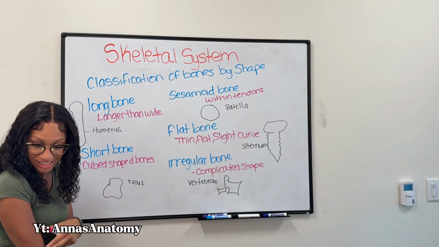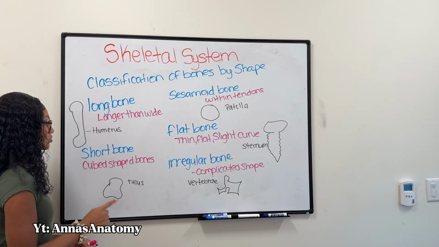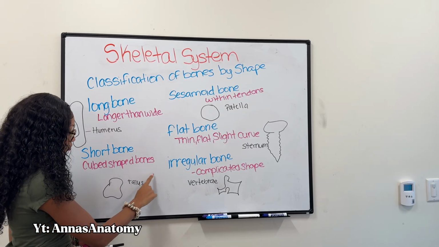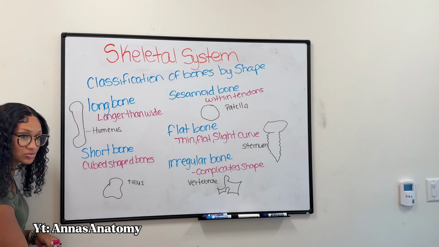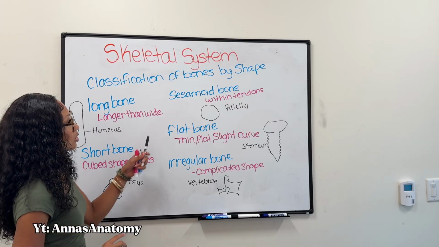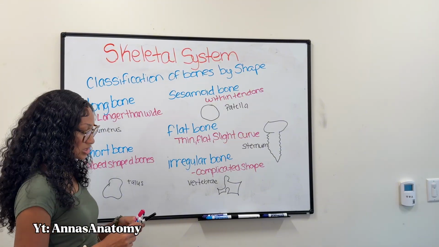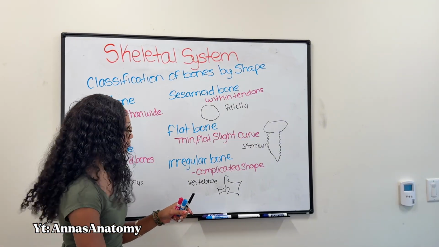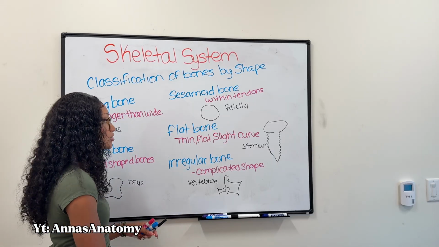I'm sorry. A long bone is longer than it is wide. For example, the humerus. A short bone is a cube-shaped bone. This is like the talus, which is near your foot. We have a sesamoid bone, which is within tendons. You'll find sesamoid bones in your patella, which is in your knee area.